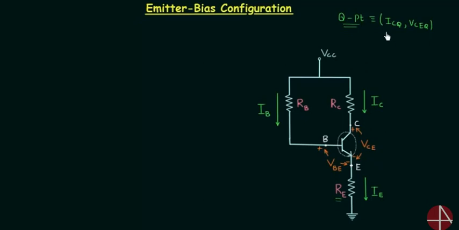To calculate ICQ or IC, the collector current, we have to apply KVL in the input loop. So we have VCC minus drop across resistance RB, which is IBRB, minus VBE, minus drop across resistance RE, which is IERE, equal to 0 volts, because potential of ground is equal to 0 volts. I will use this equation to calculate the base current IB.